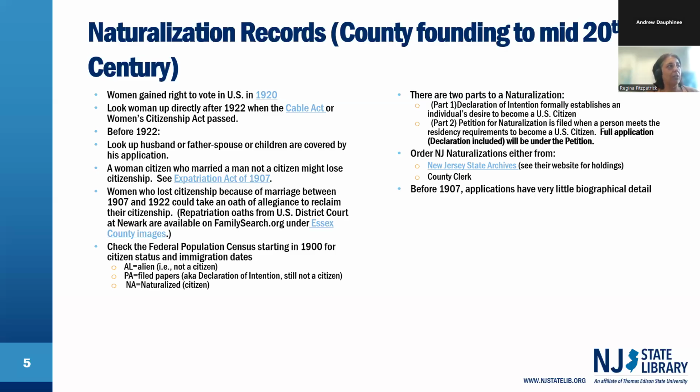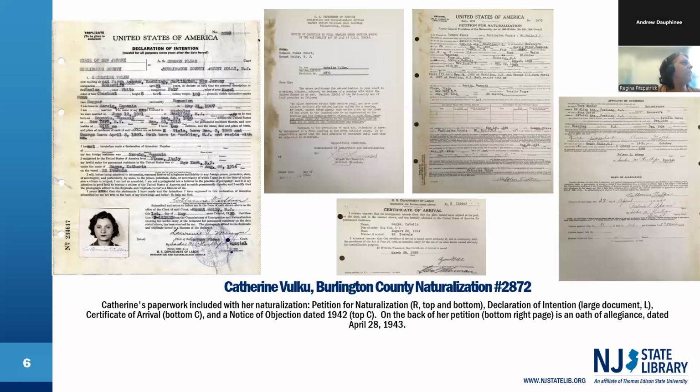Okay, so now we are going to look at some examples, the caveat being that before 1907, these applications will have very little biographical detail, unfortunately. We are going to compare and contrast an application from after 1907 and one from before 1907. So this is Catherine Volku's application for citizenship. This was all under her petition for naturalization filing, and her petition, which is actually these two pages here on the far right of the screen.